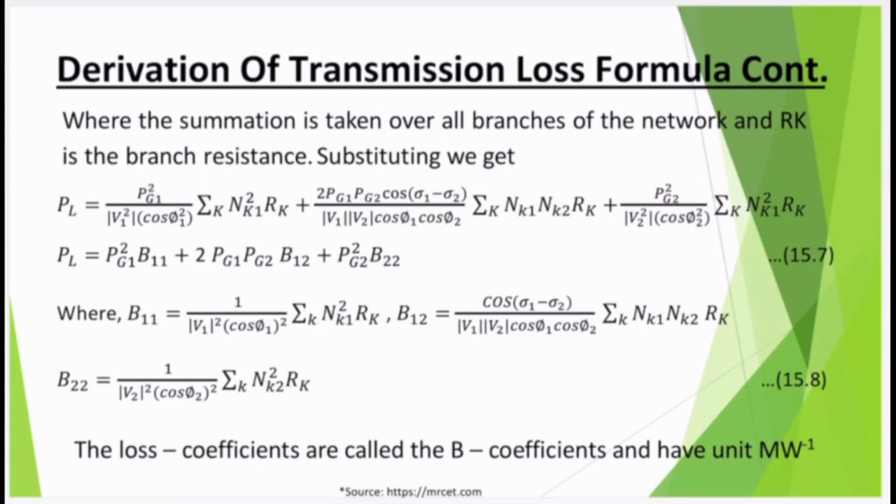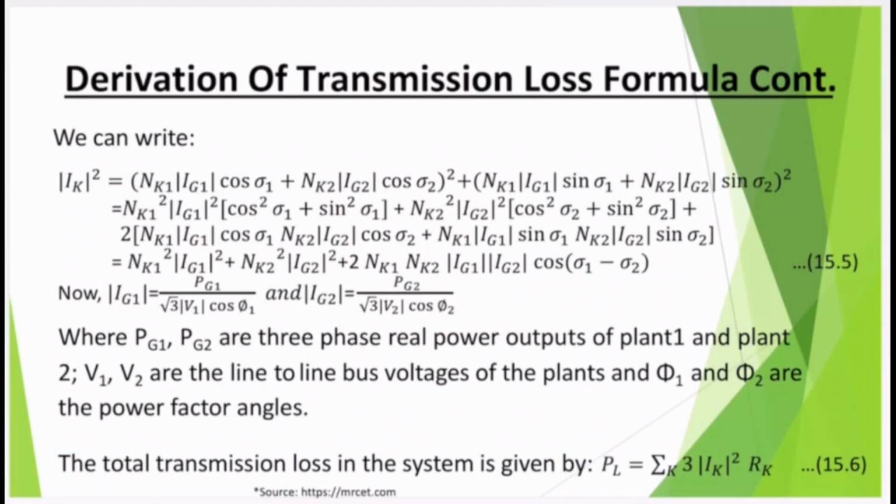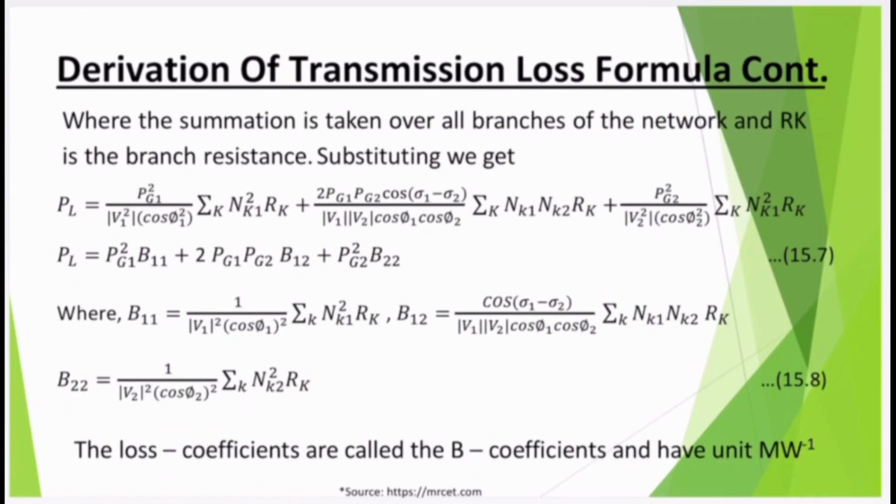So the P loss equation can be represented in this form. In the previous case, as you have seen, 3 IK square RK, if you substitute the value of IK square here, that means 15.5 will be substituted in 15.6, and then the equation will be similar to my 15.7. And 15.7 very clearly says that PL, the loss formula, is a function of Pg1 square, a function of Pg1 and Pg2, and also a function of Pg2 square.